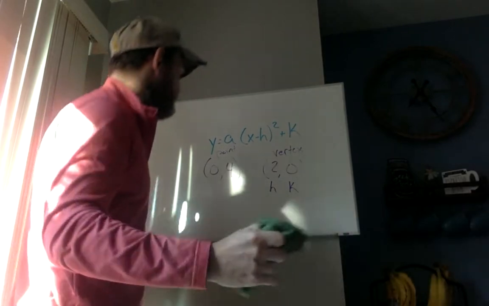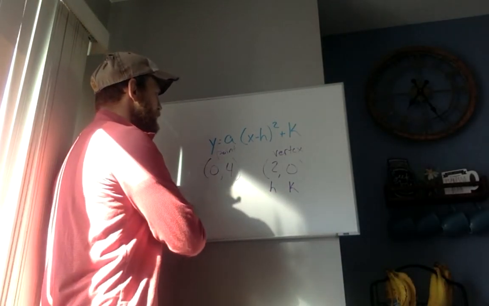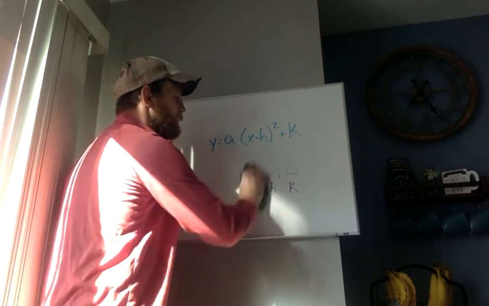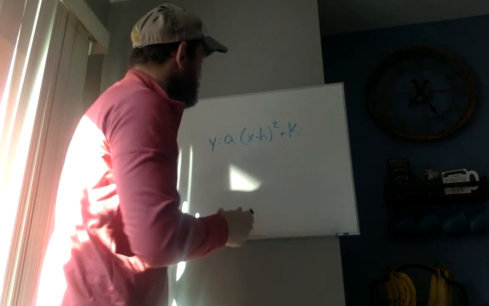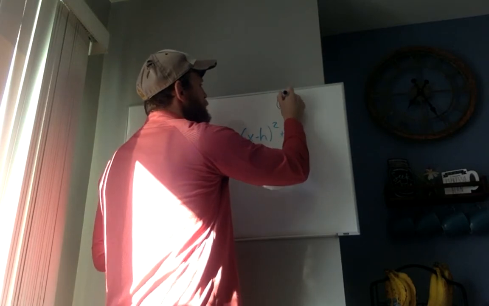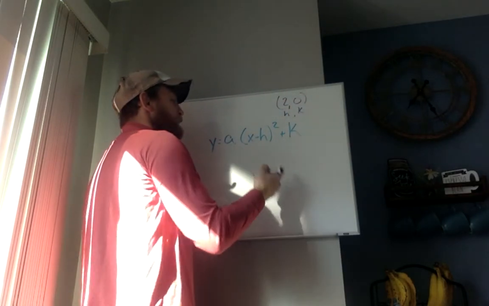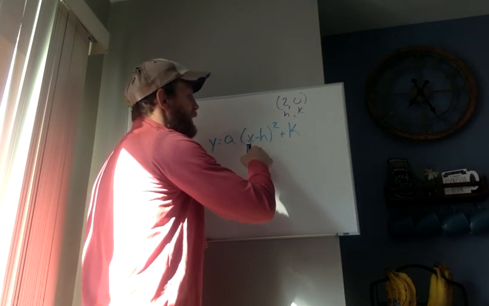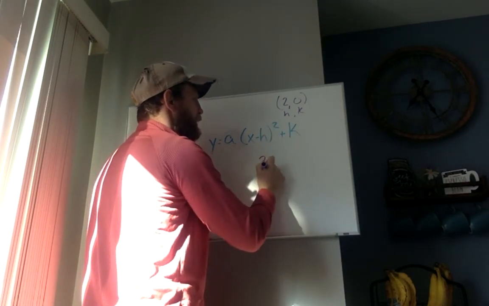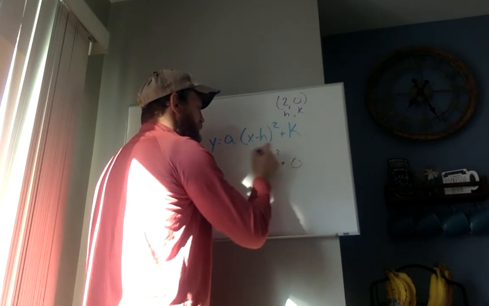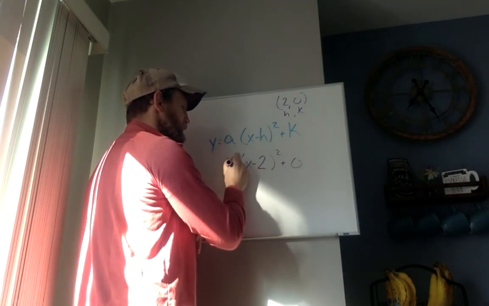All right, so here we go. Let me get rid of this. Let me move this above. So this was (2, 0), HK. What I'm going to do is replace the H with 2. I'm going to replace the K with 0. So now my equation looks like this.